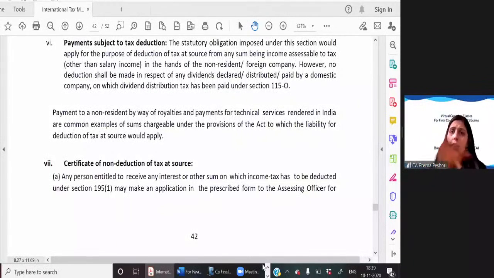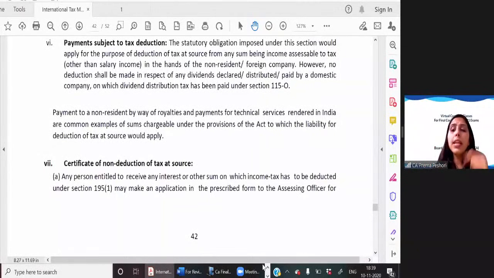For example, the non-resident himself can make an application to the AO, the payee, or even the payer can go and make an application to the AO for determining the tax rate on the payments which are to be made to the non-resident. Clear? So a certificate can be obtained from the AO by either the payee or the payer. Even the payer can make a request to the AO to grant him the certificate for determining the sum chargeable to tax.